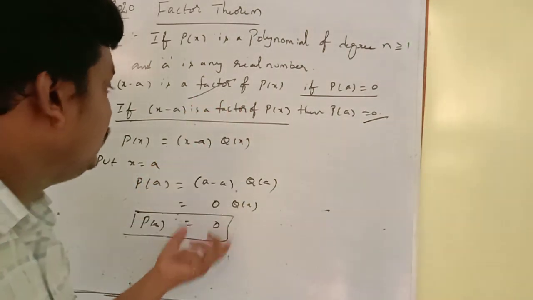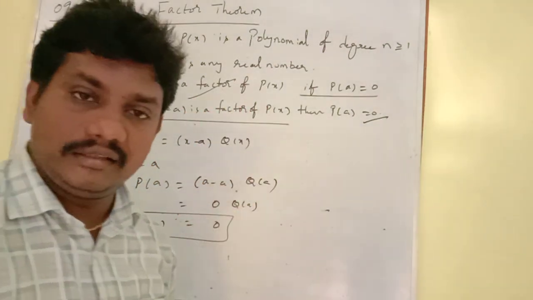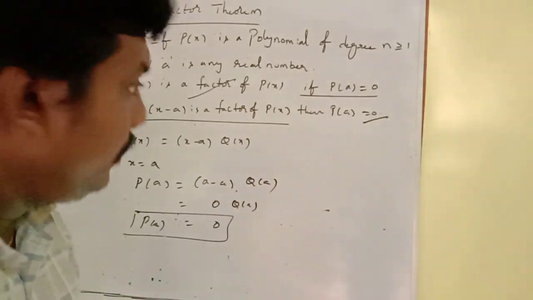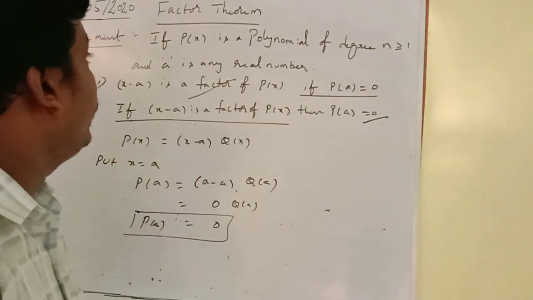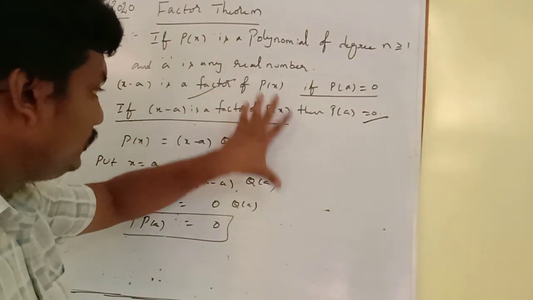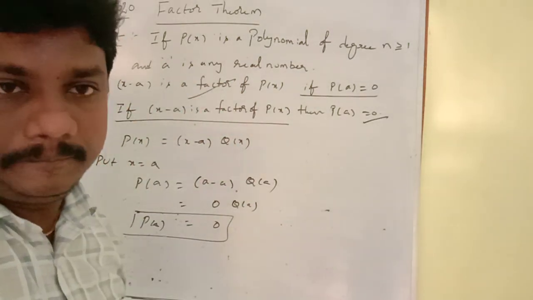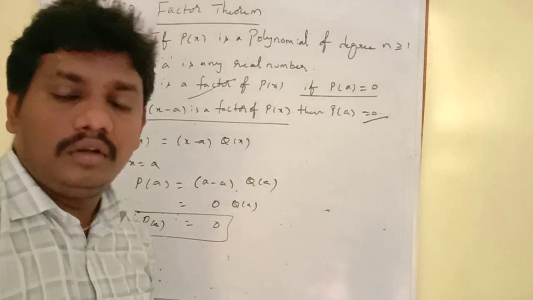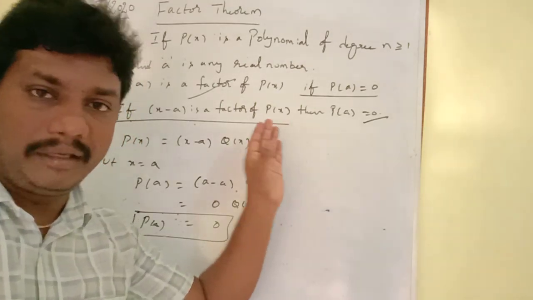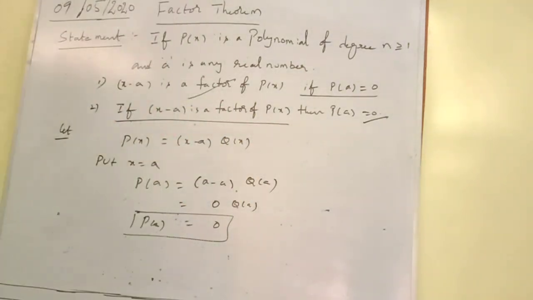Now the second statement is also verified. Then by the conclusion, the factor theorem is verified, and both statements are clear. Now that you have understood, we go with some examples on this factor theorem.